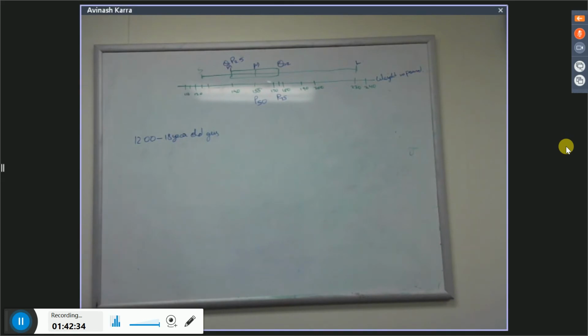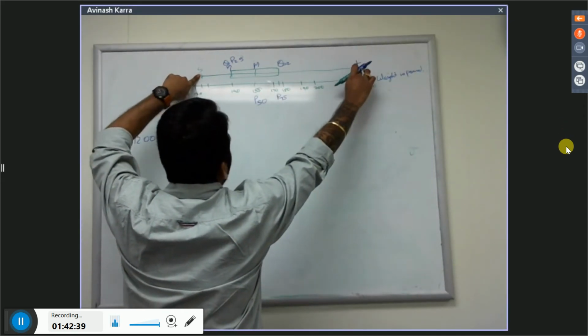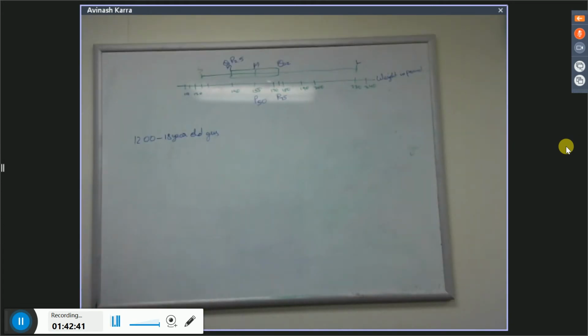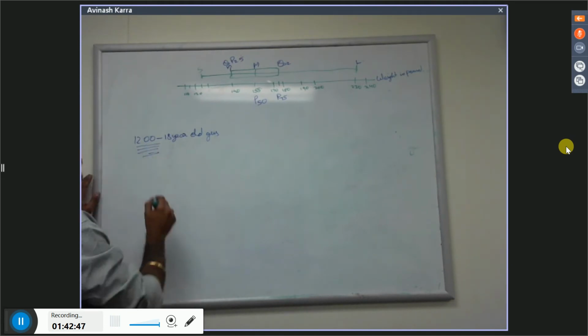In the 91st, the whole is P1 to P100. But how many students altogether? 1200. Remember, 1200 is the total number of students. Very important.